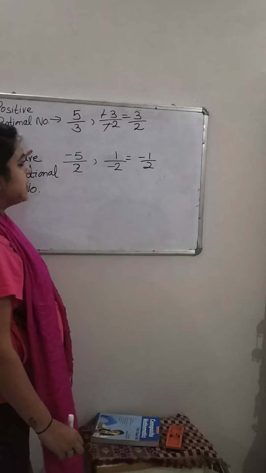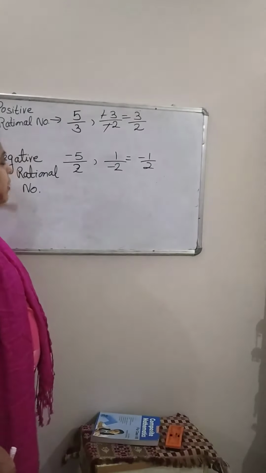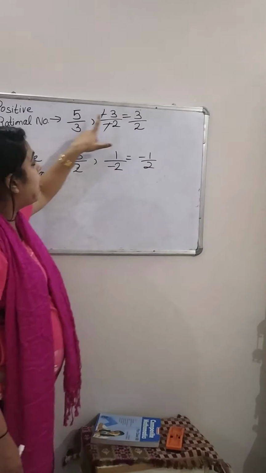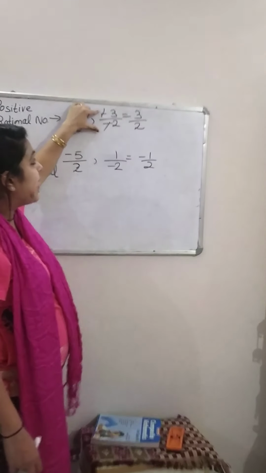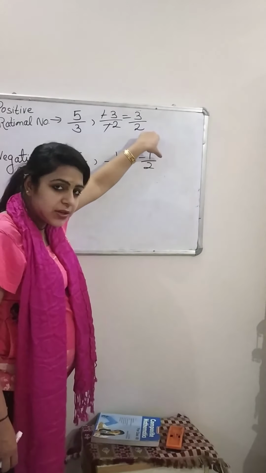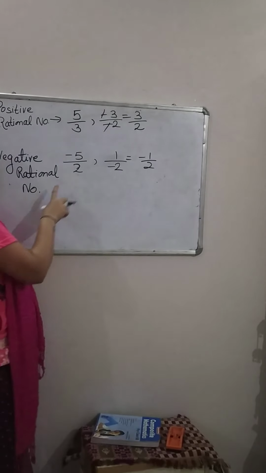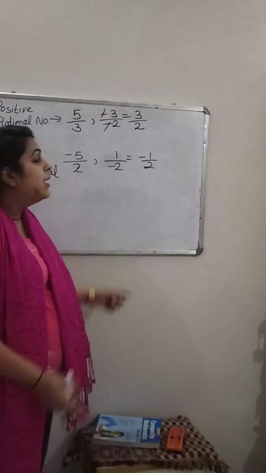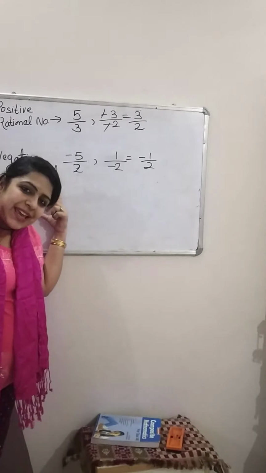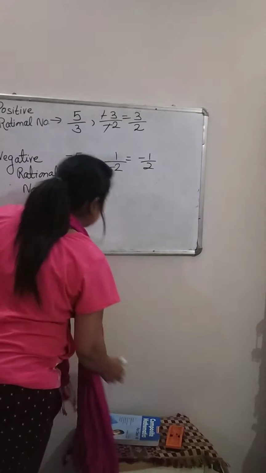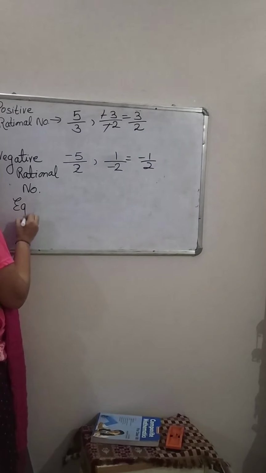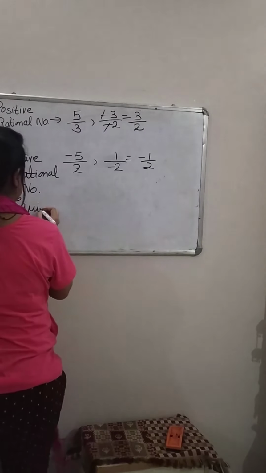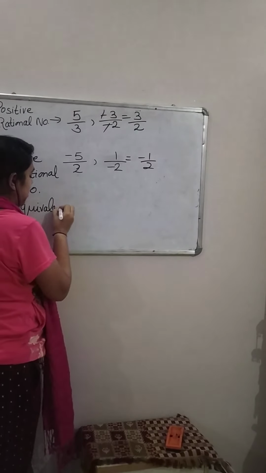Alright, so we have positive rational numbers and negative rational numbers. Positive are those in which numerator and denominator are both positive or both negative. So that minus can be cancelled and it again becomes positive. For a negative rational number, either the numerator is negative or the denominator is negative. If any one is negative, then it becomes a negative rational number. Then we have equivalent rational numbers.